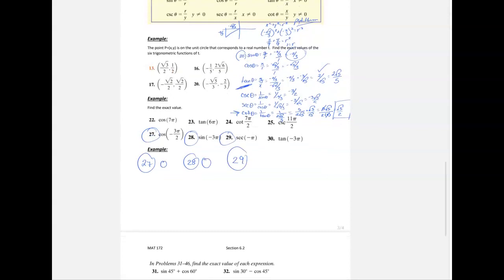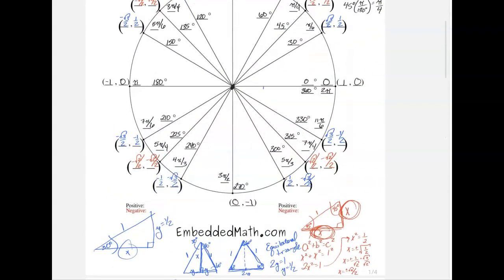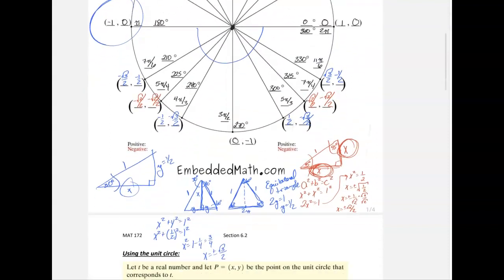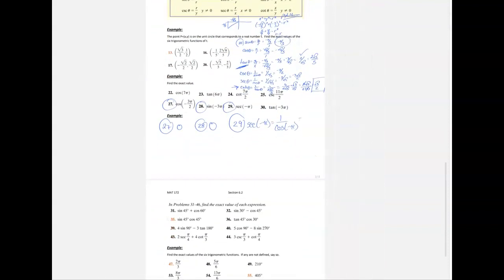And then in 29, we're looking for secant. So remember, the secant is the same thing as 1 over cosine. So we need to figure out the cosine of negative pi. So we're going to go back here. Negative pi would be this. The cosine is going to be the x-coordinate on the unit circle, which is going to be a negative 1. And our answer is going to be negative 1 for that.